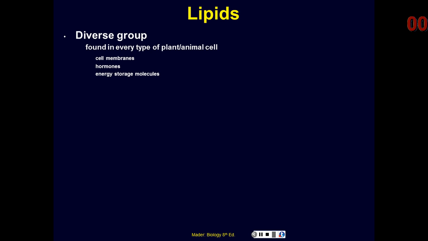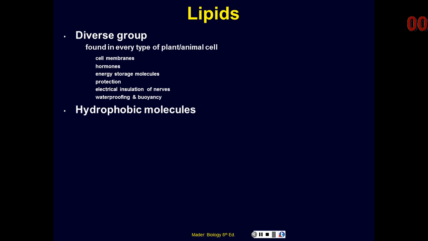Lipids are hormones. We're going to talk about lipids as energy storage molecules. There are some that are for protection. And our nerves are actually covered by lipids to insulate them. They serve as an electrical insulation. A very diverse group of molecules, waterproofing and buoyancy. They are hydrophobic molecules, meaning they repel water.